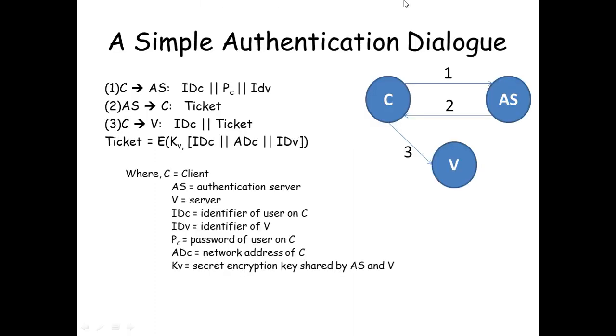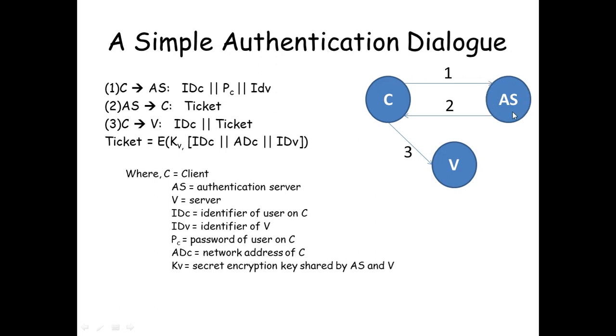We will try to understand its working by making use of several hypothetical dialogues. Each successive dialogue adds additional complexity to counter the security vulnerabilities revealed in the preceding dialogue. The first dialogue is a simple authentication dialogue. Here we will have a client C, a server V, and an authentication server AS.